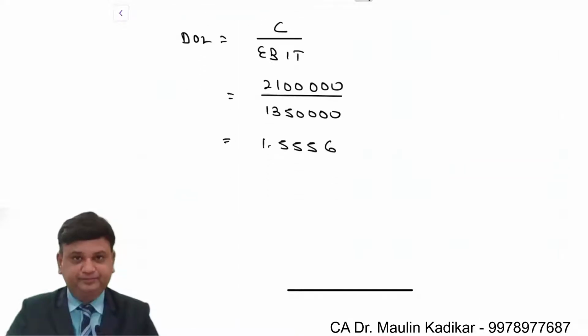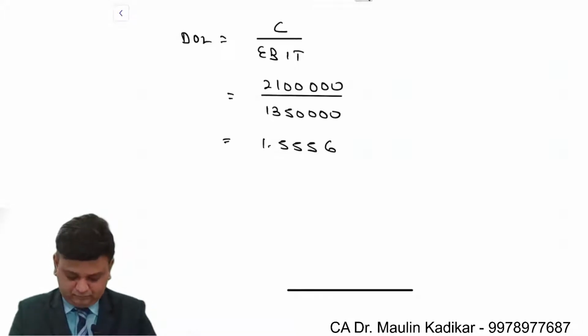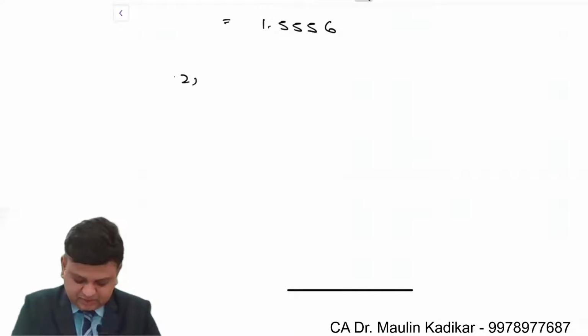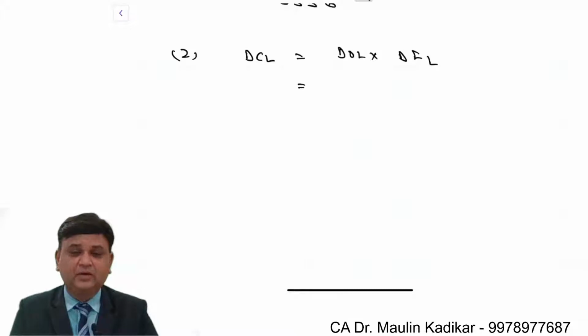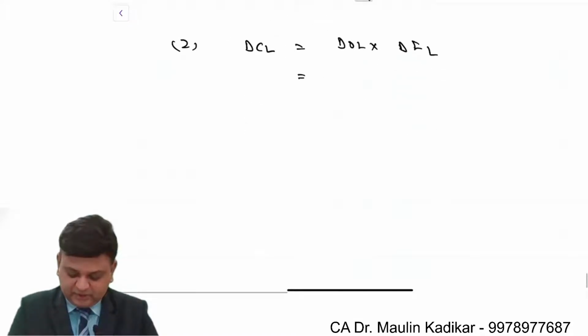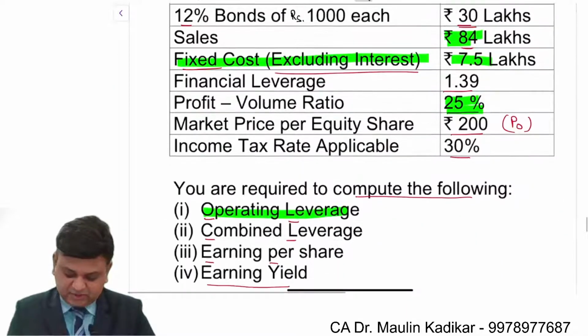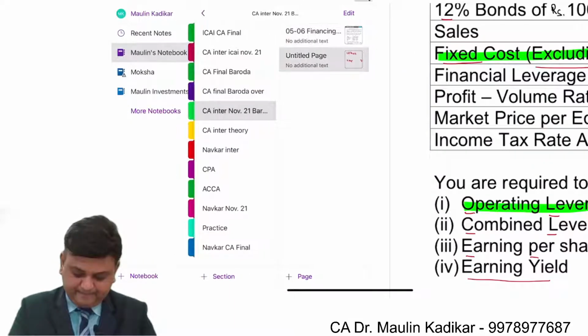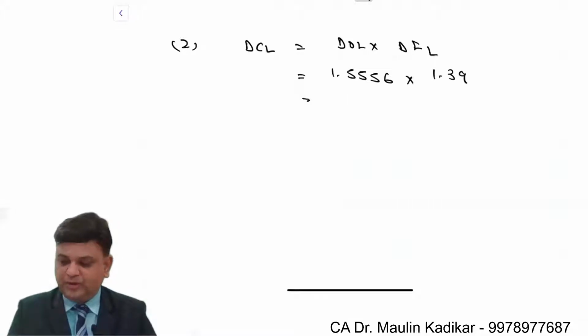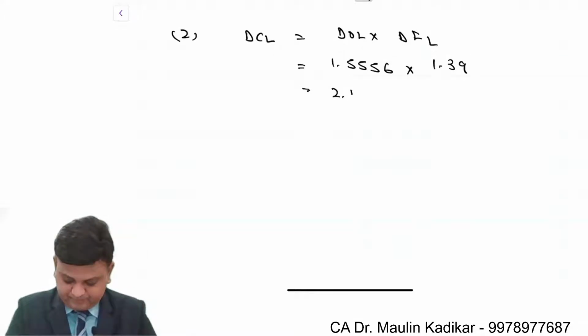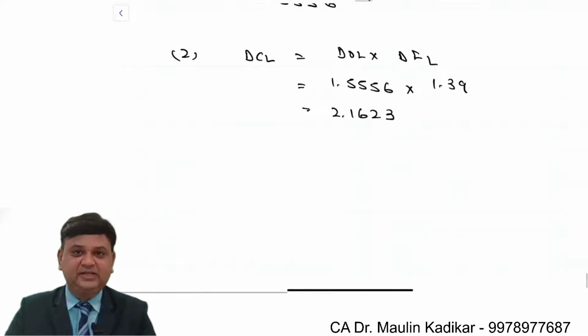Second part of the question. Next, second part of the question. DCL is equal to DOL into DFL. What is DOL value? 1.5556 into DFL, which is given to us in the question. It is 1.39. So 1.5556 into 1.39. So the answer is 2.1623. That is the way the DCL can be found.